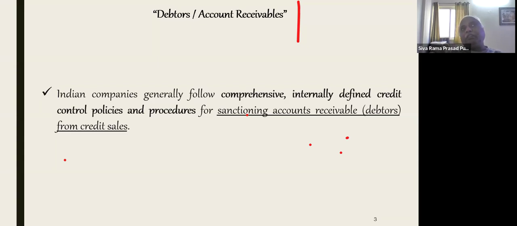But what is the difference between a debtor and a receivable? If the company knows the person who is a buyer, and the creditworthiness, they don't insist on any promissory note or bill of exchange.